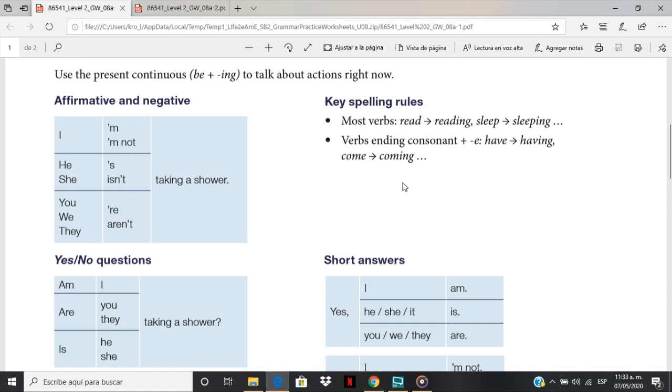Okay? Well, what is the structure? The structure is the following. We have the subjects: I, he, she, you, we, and they. Then we have the verb be, positive or negative: am not, is not, are, aren't. Then the gerund of the main verb, and a complement, yes?